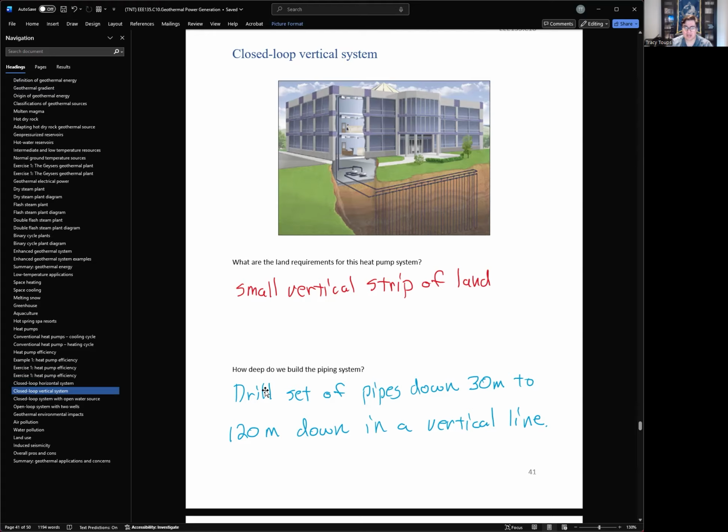Okay. How deep do we want to build these piping systems? You drill a set of pipes typically down 30 meters to 120 meters. So 30 meters is roughly 100 feet, and this is more like 400 feet. Okay, so that's pretty darn deep. But if you're willing to drill down deep and put the pipes, it's a very compact system from a surface level, and you can get some really constant temperatures here to make your system run pretty well. Okay.